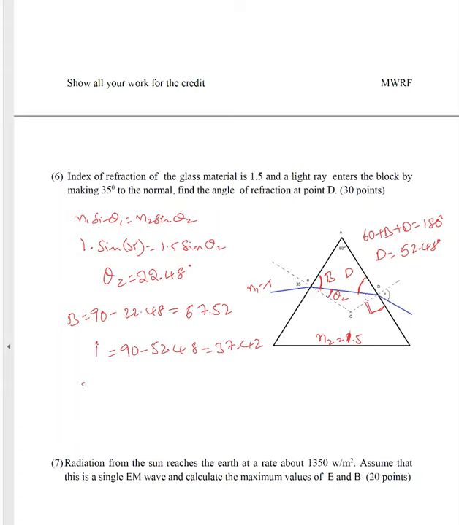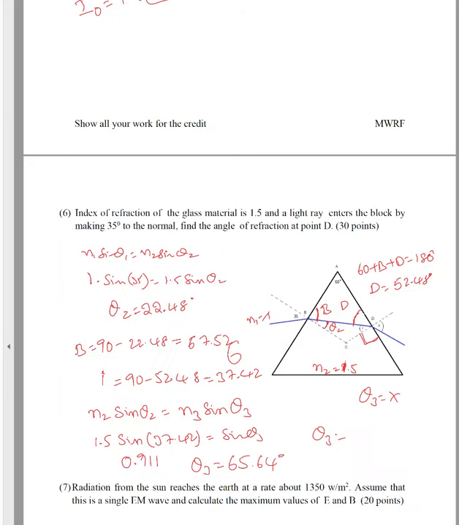Again, I'm going to use Snell's law. So N2 sine theta 2 equal to N3 sine theta 3, theta 3 I'm taking as x. N2 is 1.5 sine 37.42 equal to sine theta 3. Now theta 3 equal to, let me calculate that. I found theta 3 equal to 65.64 degrees.